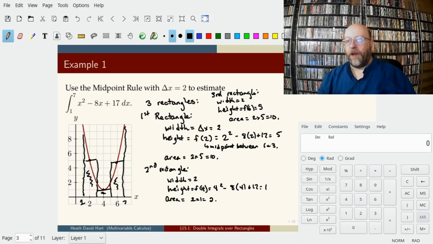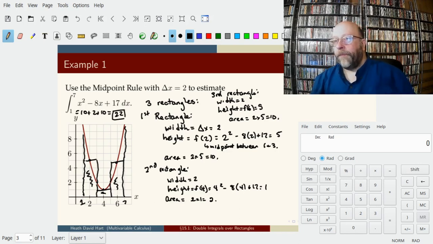This region has an area that's approximately 2. This region has an area that's approximately 10. And so this integral is approximately 10 plus 2 plus 10, or 22. Okay? That's using the midpoint rule. If we had used a left-hand sum or a right-hand sum, we would have gotten a different estimate. But because this shape is symmetric, the midpoint rule looks good because the error in the first rectangle and the error in the second rectangle kind of balance each other out. Okay?